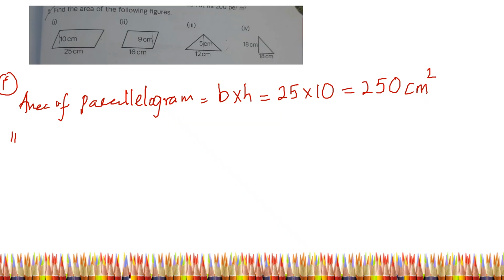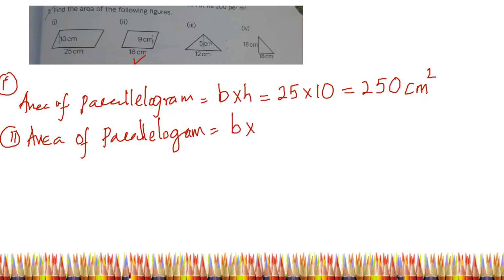Now when I look at part 2, it is also a parallelogram and it will also be done in the same way. That is, area of parallelogram is equal to again b multiplied by h, right? And b multiplied by h in this case is 16 multiplied by 9, and 9 6 is 54, 9 1 is 9, 144 centimeter square, right?